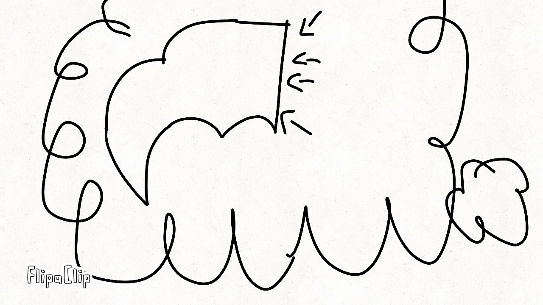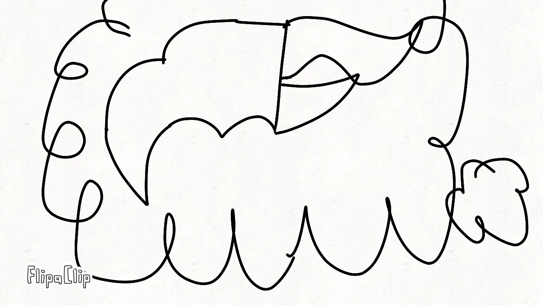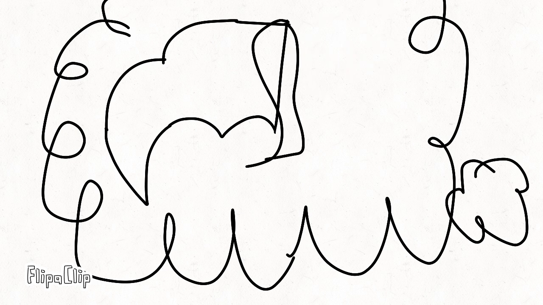Now, let's talk about the back of your dragon design. Some options you could add are ears, horns, wings, hair, and a lot more.